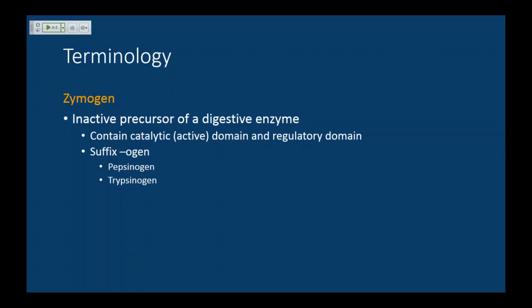to digest our food. So we make them as zymogens, which contain a catalytic domain and a regulatory domain, and we modify them by typically cleaving off the regulatory domain and allowing them to exert their function. Some examples are pepsinogen and trypsinogen, common suffix there.